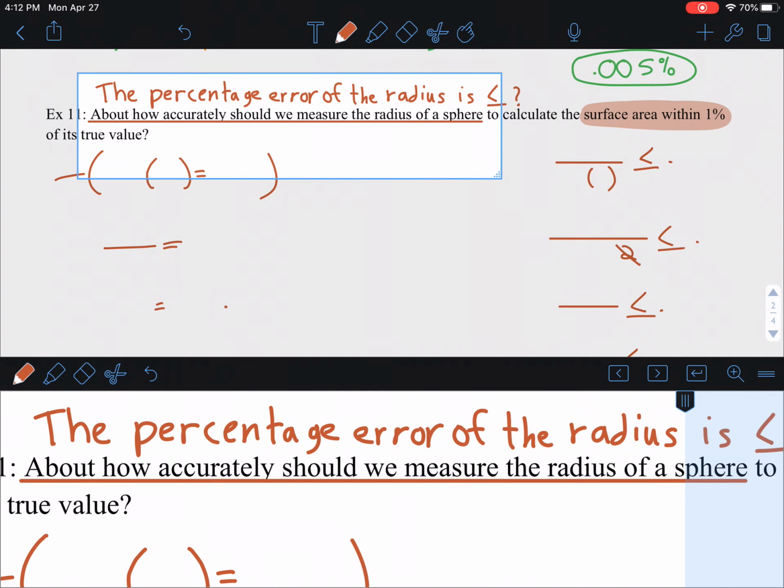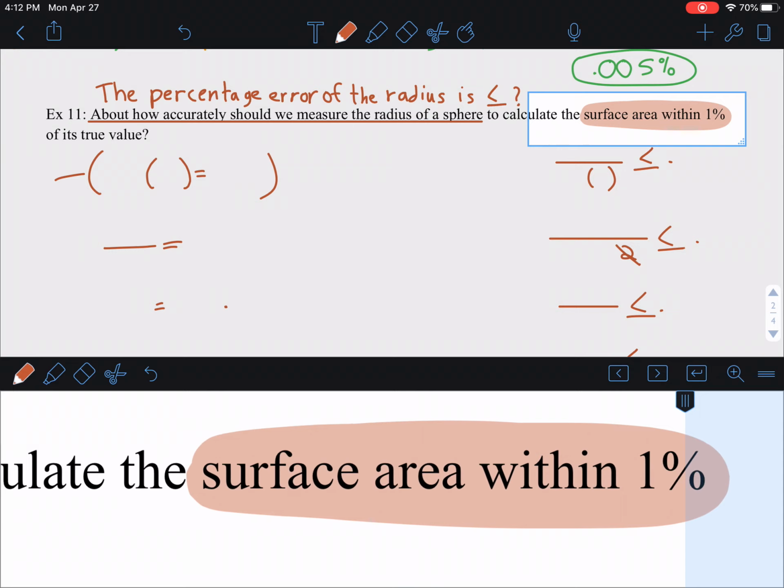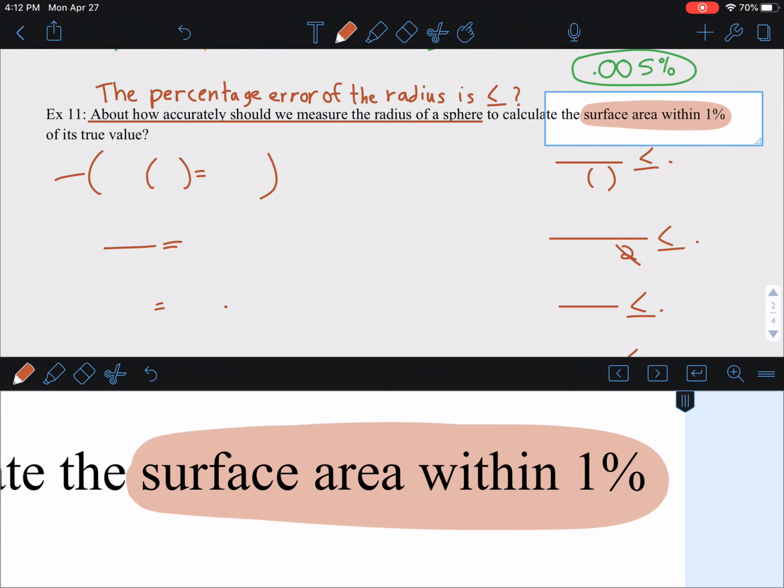Okay, so in other words, what is like the most we can be off by in measuring the radius as a percent, right? What is the most we can be off by so that the surface area is still within 1% of its true value? Okay, that's the goal.